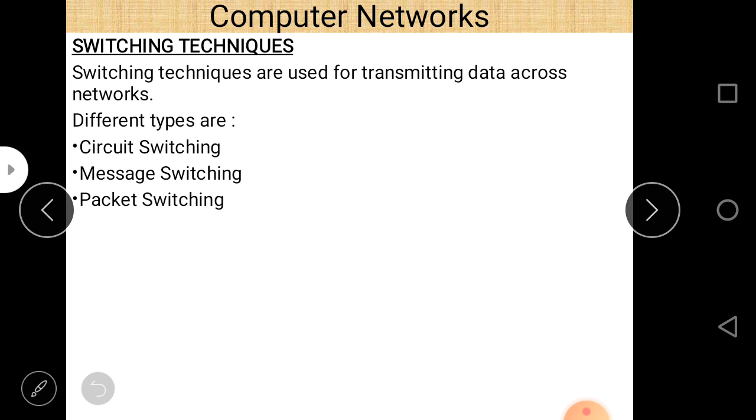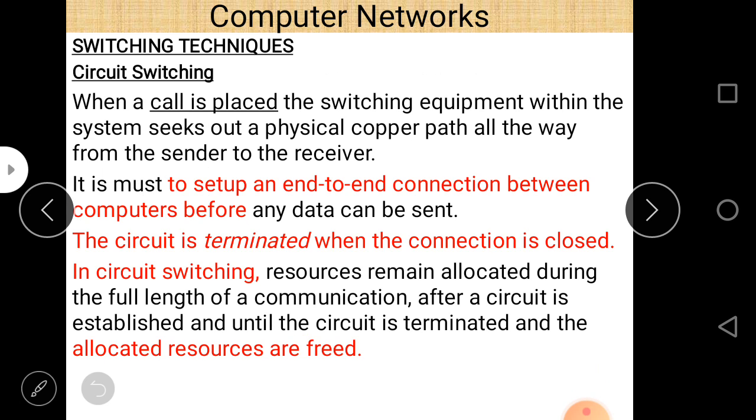First of all, switching techniques. Switching techniques are used for transmitting data across networks, and there are three main types of switching techniques. These are circuit switching, message switching, and packet switching. First one is circuit switching.